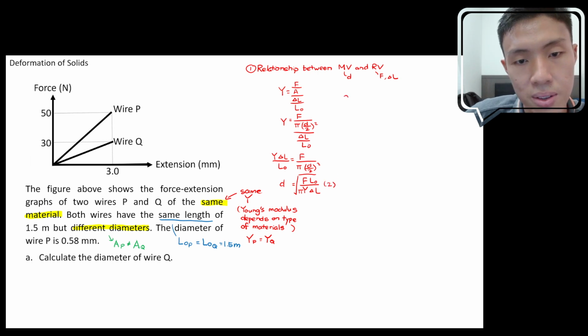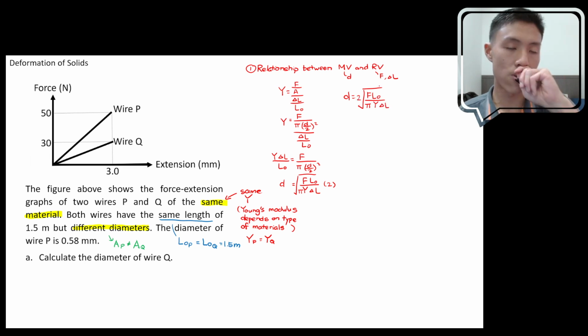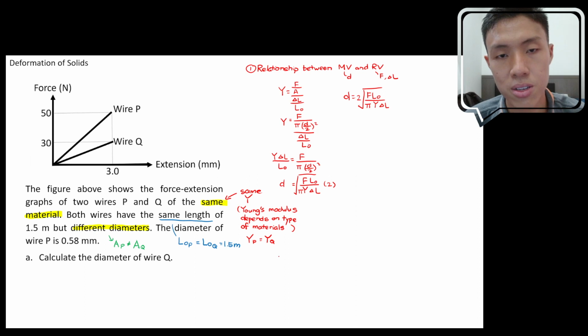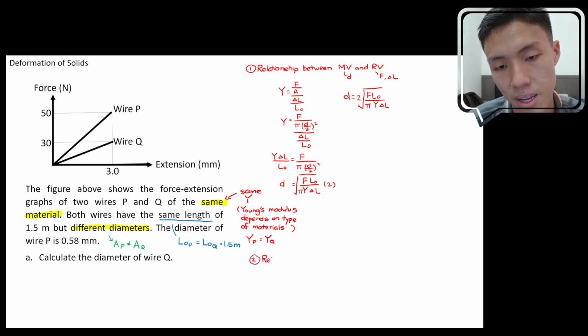Okay, so write it again. The diameter is equal to the square root of F L naught over pi Y delta L, multiplied by 2. Okay, so this is the equation for diameter. You already determined it. Now you find the relationship between old and new. Second step.